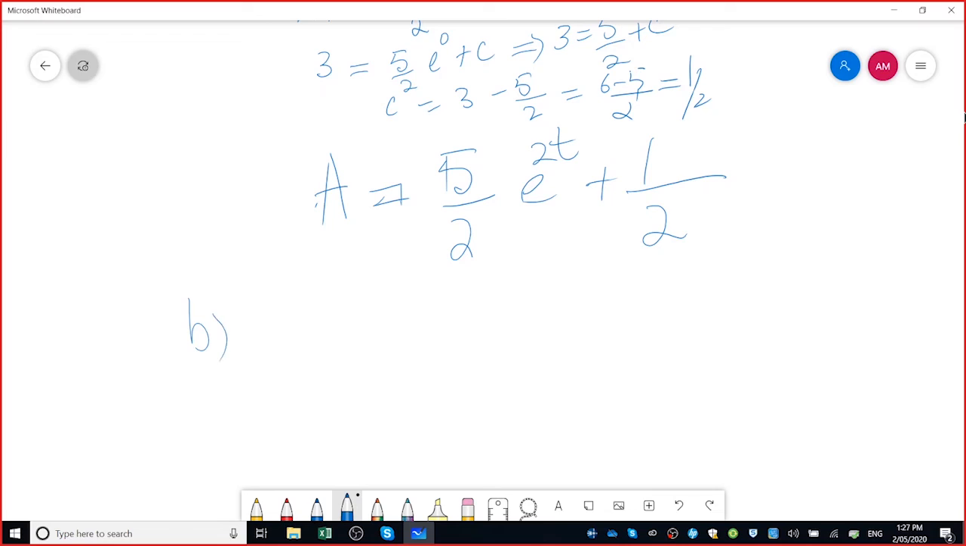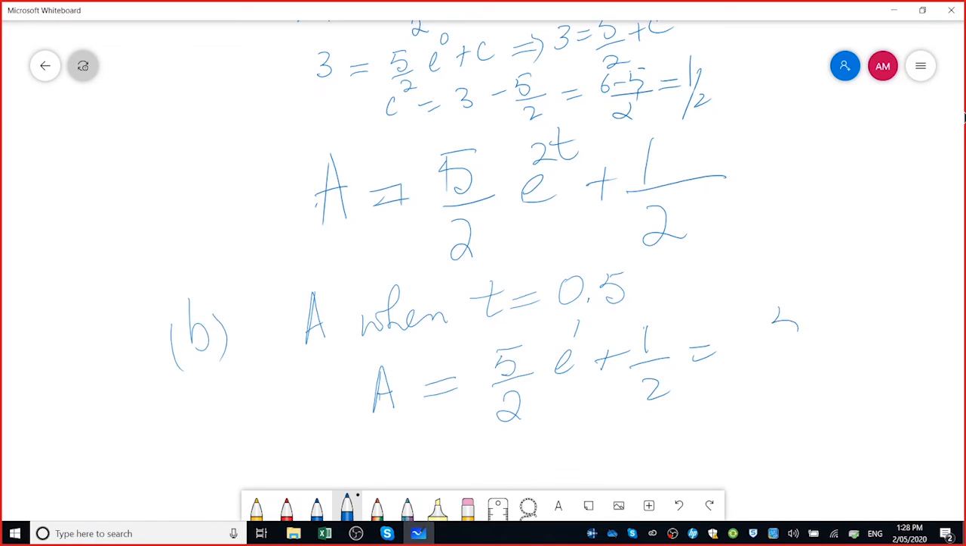So that B part. So I got 5 over 2e plus a half, or you can write it also in a form 5e plus 1 whole divided by 2. It's the same.